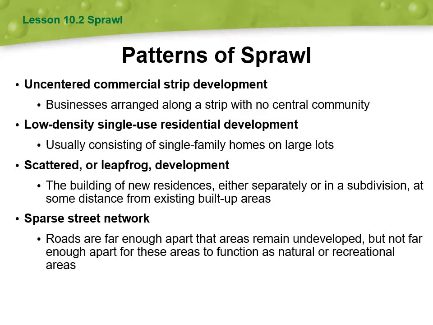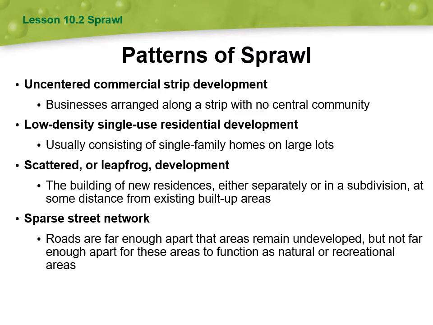So patterns of sprawl. Here's all the patterns of sprawl, and I'm going to show you pictures afterwards. So you can have an uncentered commercial strip development. This is kind of like Orange Ave going out of Roanoke County into Botetourt County, where the businesses are arranged along a strip with no central community that's associated with those businesses. What that means is that you're reliant on fossil fuel transportation, usually single-use vehicles, to get in and out of those areas to do your shopping, instead of having your shopping associated with a community that can walk to those resources. Then we have low density single-use residential developments.